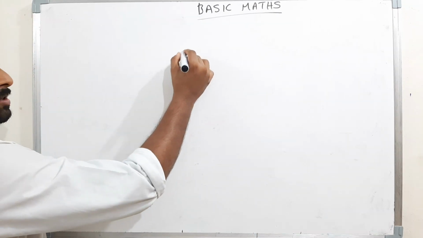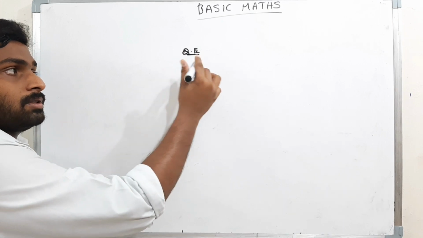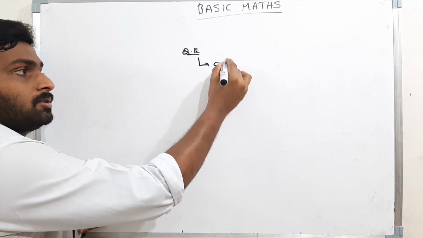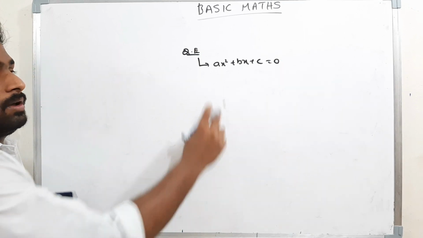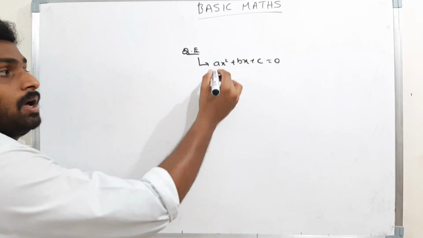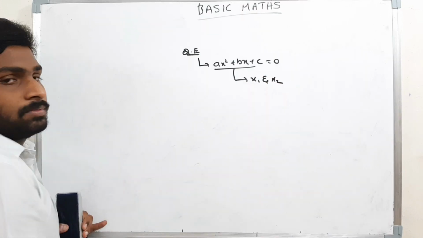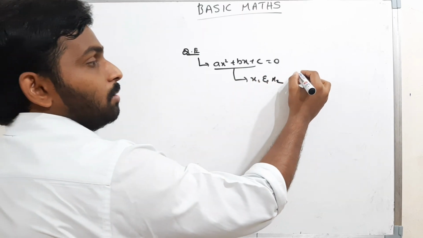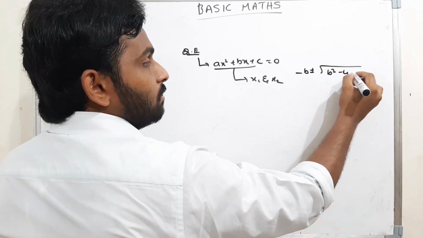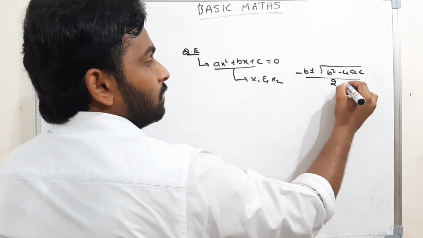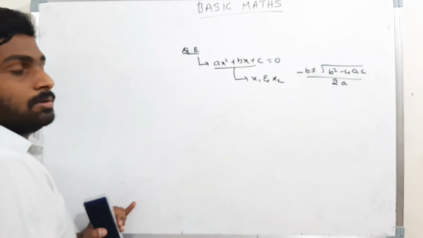Now we'll see quadratic equations. All quadratic equations will be in the form of ax square plus bx plus c is equal to 0, where a, b, c are constants. The roots of the quadratic equation are x1 and x2, and I can find the roots by using the formula: minus b plus or minus root of b square minus 4ac, by 2a. If it is plus, I will get one root, and if it is minus, I will get one more root.